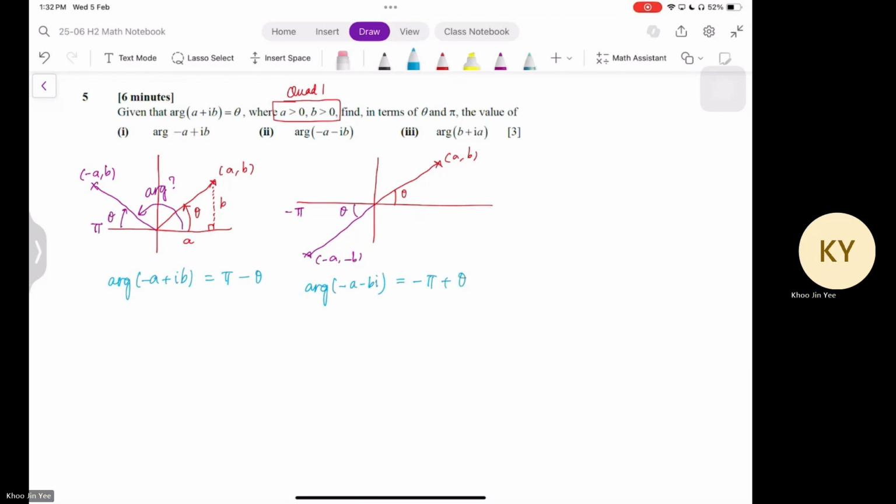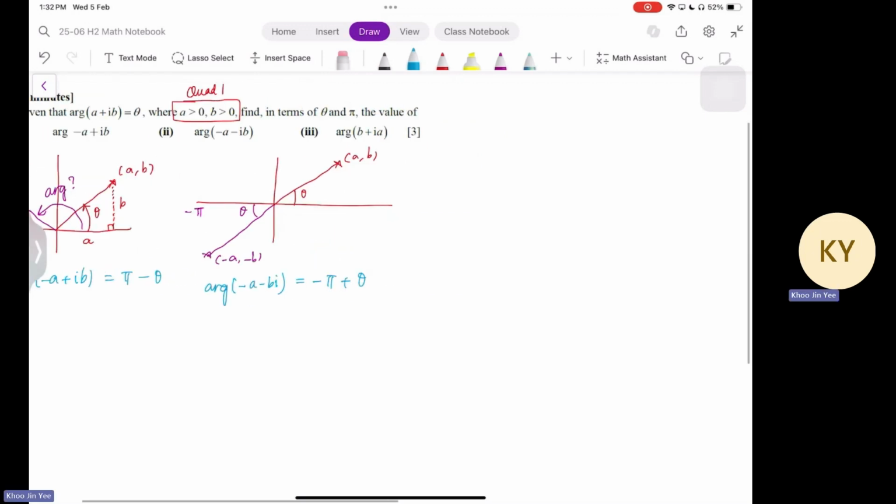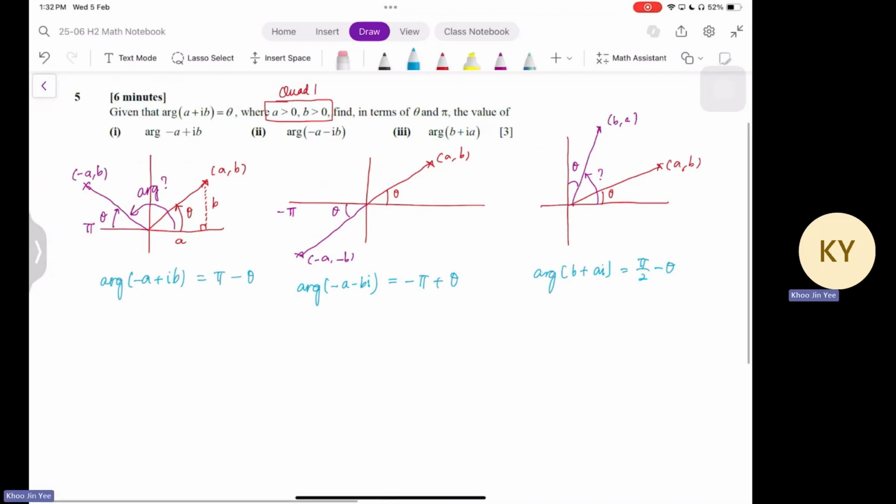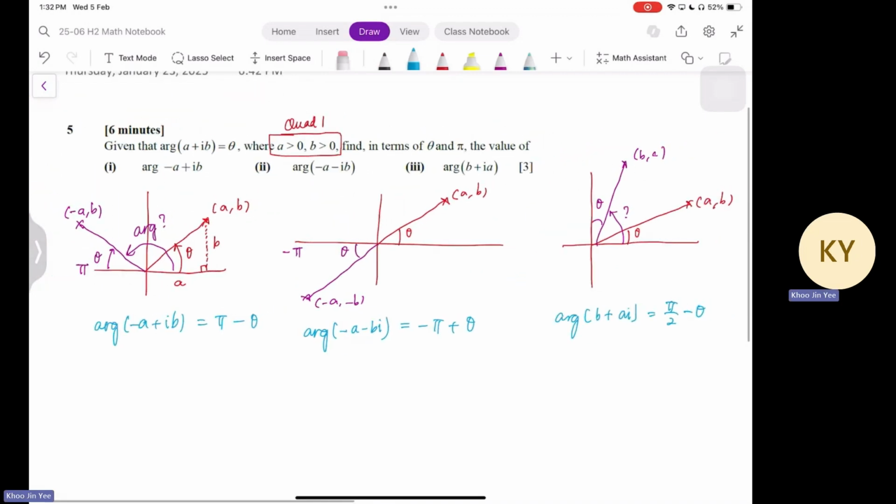Okay, third part, b plus ia. This one is interesting, but I think everyone gets it. This one is a and b with theta. Where are the b and a? It will be over here, and by geometry this is also theta. So what is the argument over here? The argument of b plus ai will be equal to 90 degrees minus theta. This one is very, very straightforward.